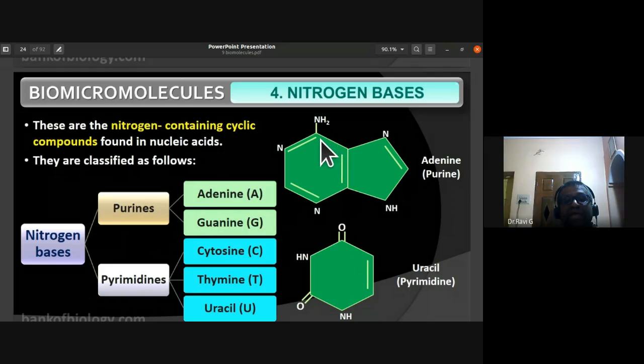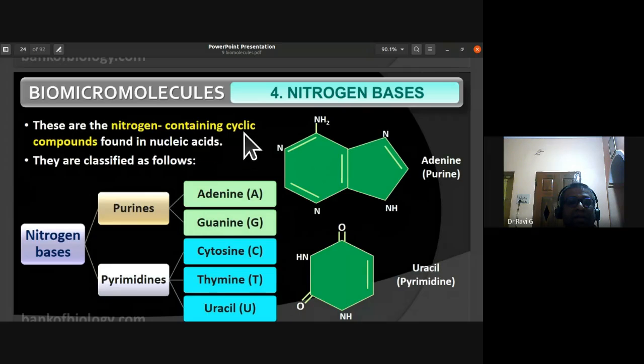Purines have a hexane ring with a pentane ring attached, so you find a hexane and a pentane group together. Adenine and guanine are the examples for it. The pyrimidines, you can remember as CUT: cytosine, thymine, and uracil. Uracil is found in RNA. Thymine is found only in DNA.